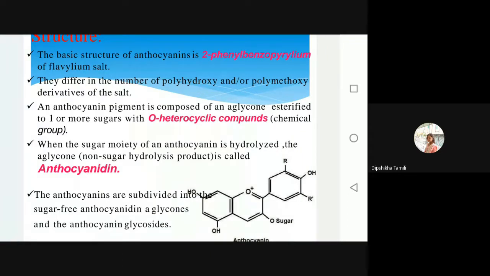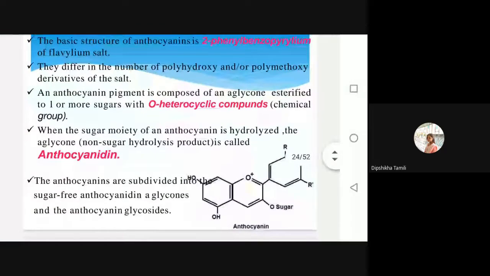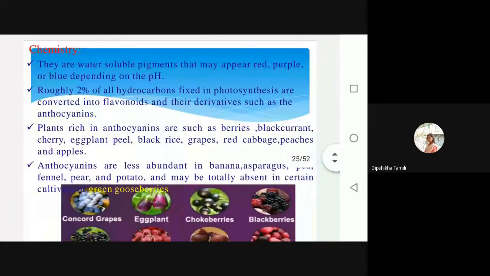Now, what is the difference between anthocyanin and cyanidin? You can get it. So, the anthocyanins are subdivided into the sugar-free anthocyanidin aglycones and the anthocyanin glycosides. And these anthocyanins are water-soluble pigments, and they may appear red, purple, or blue depending on the pH.